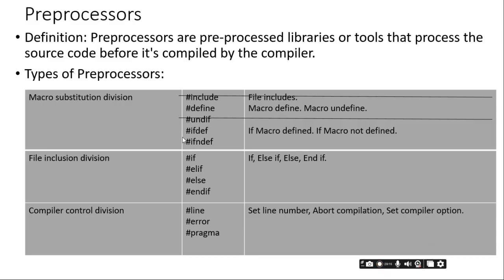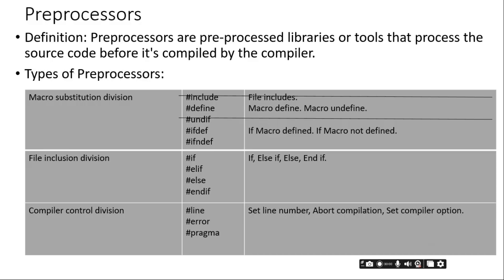Among these, #undef, #ifdef, and #ifndef, that is, if macro defined, if macro not defined, and undefined, are all used in the macro substitution division. Then the file inclusion division includes #include stdio.h, #include string.h, #include math.h, #include conio.h, that is console io.h, etc. All these files which we include in the file inclusion division again have two further types.